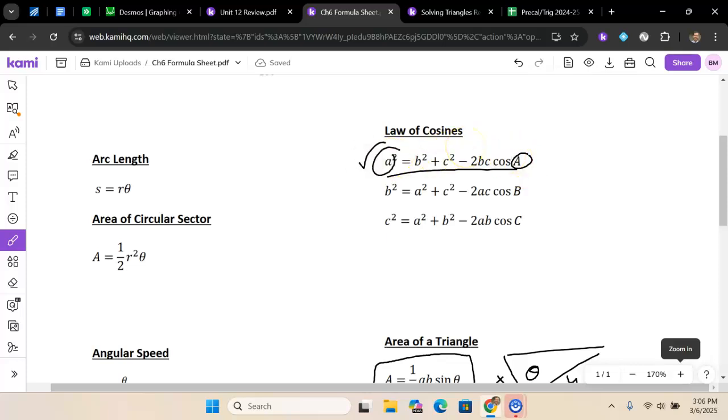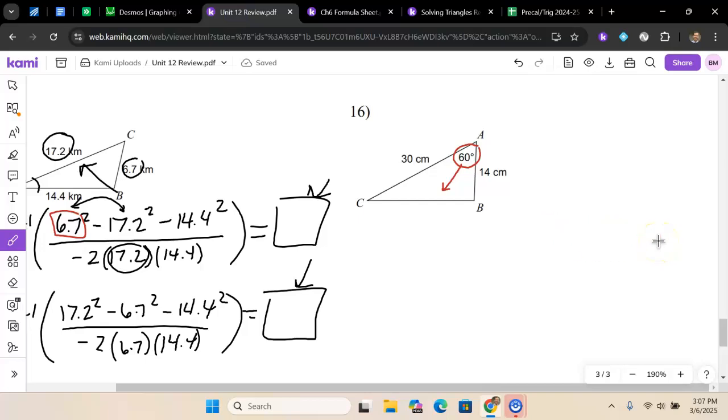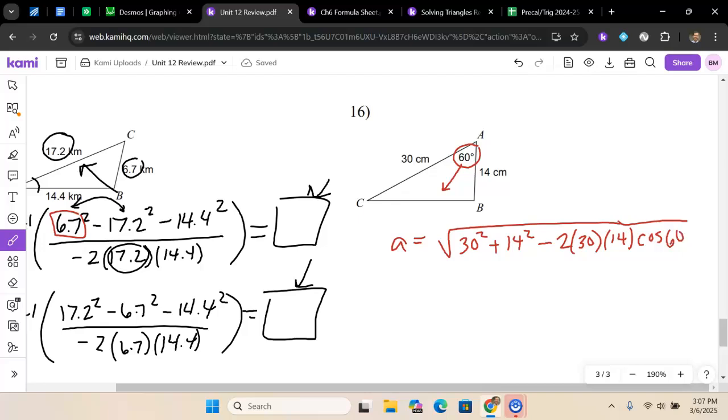So the shortcut to get side length A by itself would just be to square root that whole side, which again, I have on here as well. Looking for a side length, I just take the square root of all of that. So side length A would be the square root of b squared plus c squared minus 2 times b times c times the cosine of angle A, which would be 60. And that's going to give me side length A.